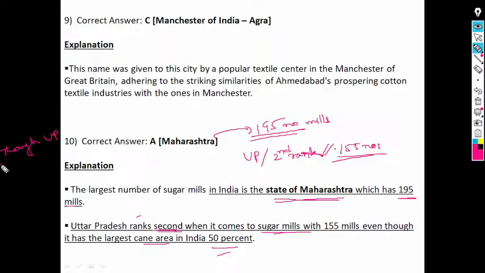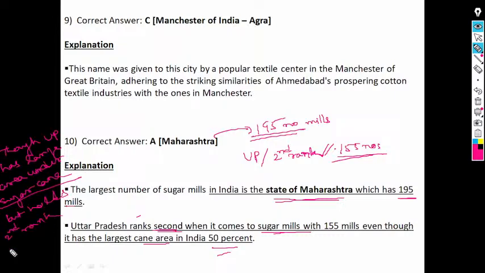UP has a large area under sugarcane, but holds second rank in sugar mills. Second rank in sugar mills.